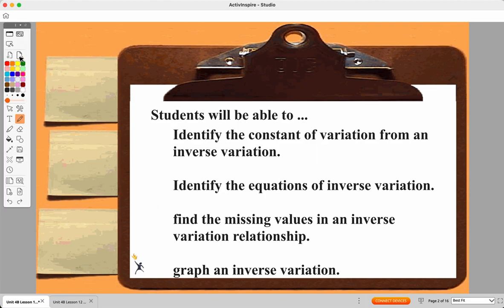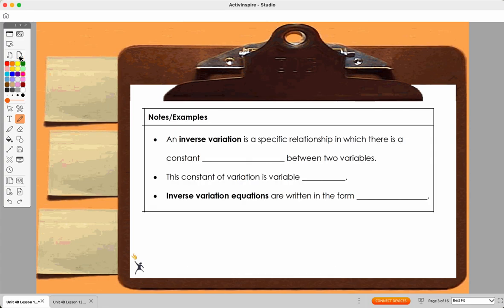By the end of the day, you can talk about how to find the constant of variation for inverse variation. You know how to find k for the other one. You can identify inverse variation equations. You can find missing values in that inverse relationship, and you can graph an inverse variation. That's new for this one. Instead of just identifying a graph, I know you could do that, this one is a slightly different looking graph. Okay, so let's take a look at this one.